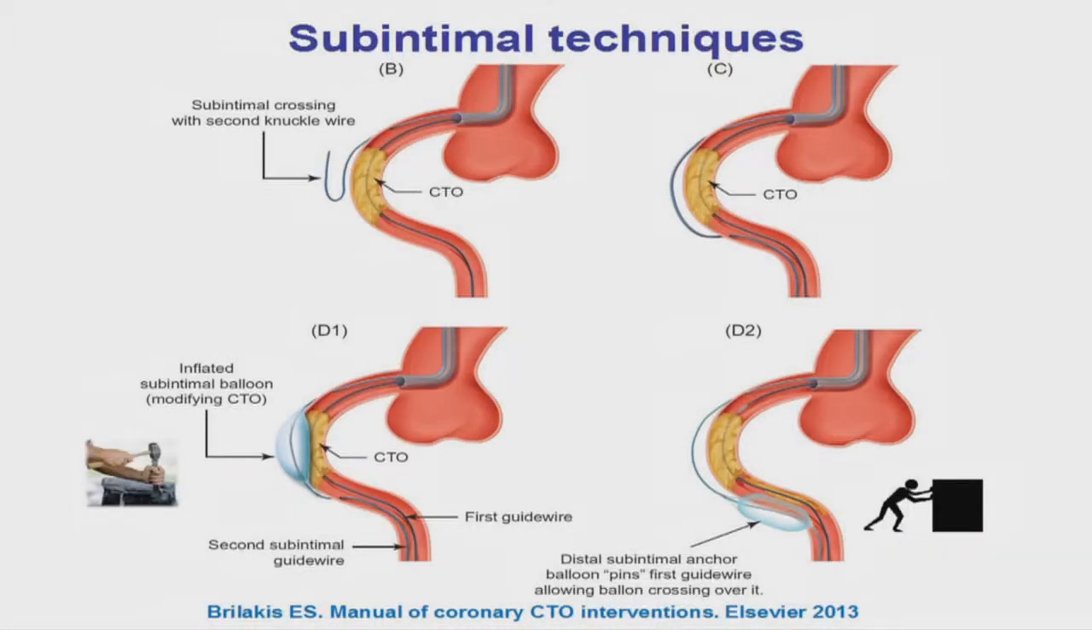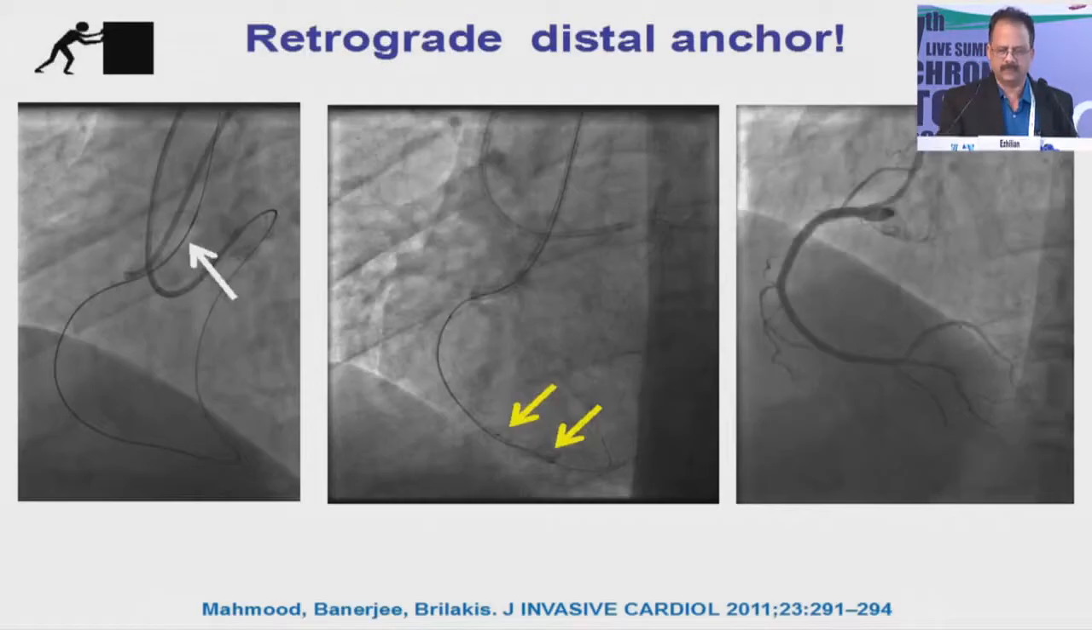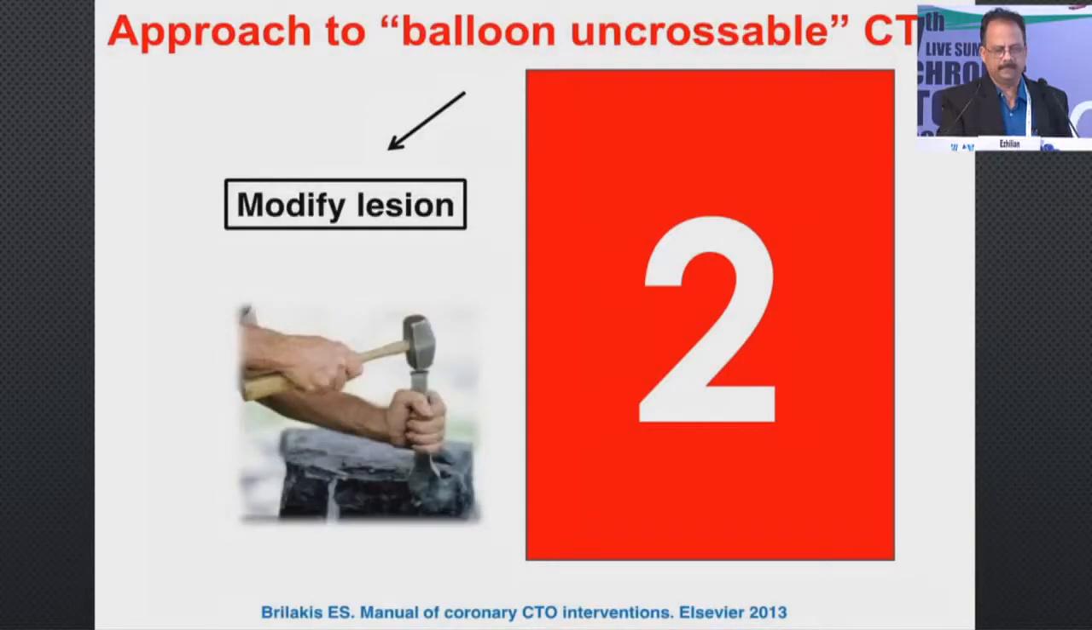In subintimal, we cross by a knuckle wire technique into the subintima and then try to enter into the true lumen. Once you enter the true lumen, you can take a balloon over it. That balloon can be inflated exactly over the lesion so that it crushes and modifies the lesion so that your first wire can go through it. Or you can send it across the lesion distally and then inflate the balloon. This inflated balloon will compress the wire in the true lumen and also help the balloon to be pushed through it. Sometimes experts can also do a retrograde distal anchor if you want to push the balloon antegradely.